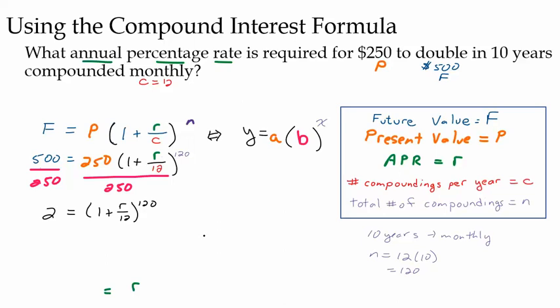Now, before we go any further, I want to draw your attention to something, which is this 2 right here. See this 2? I really didn't have to tell you we were starting with $250. I could have said what annual percentage rate is required for any amount of money to double. If I'd have said any amount of money to double, we would have put P as our present value, and then our future value would be 2 times P. That would be doubling. And then we would divide both sides by P.